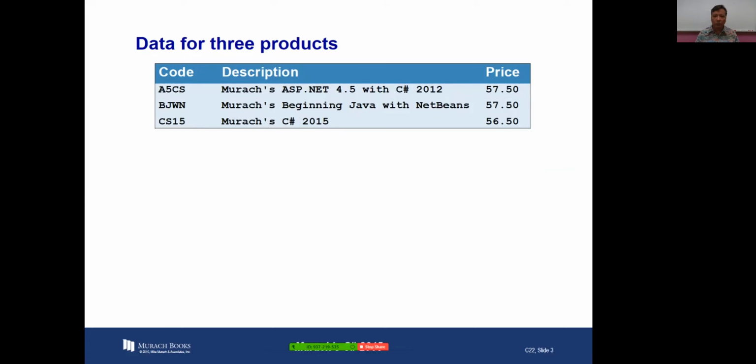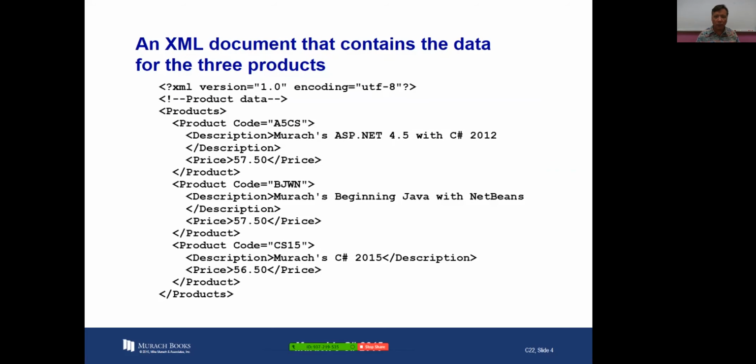So let's say we have data for 3 products. It looks like this. We have a code, a description, and a price. And the XML document contains the data for these 3 products. So we start out with this beginning tag here, which gives the version of XML, and it gives the encoding, which is the character set that it uses. English speaking countries generally use this as a default, UTF-8.